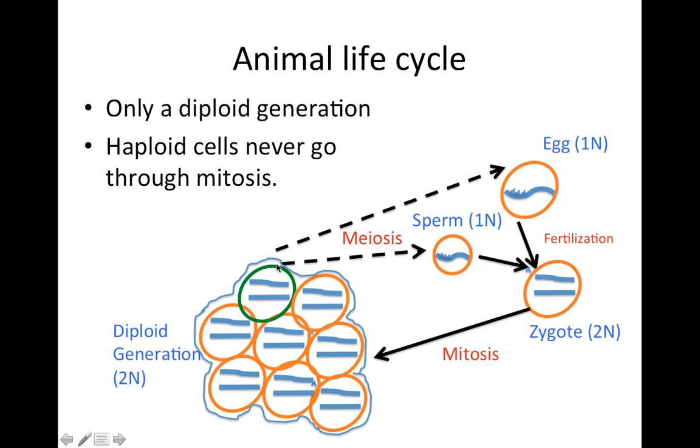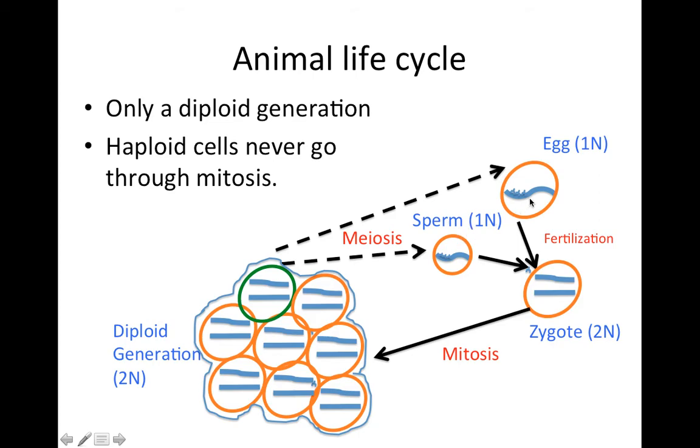Now, in humans and other mammals, each animal is either male, in which case it makes only sperm, or it's female, in which case it makes only eggs. But for simplicity on this diagram, I have just shown one individual making both sperm and eggs. That's obviously an oversimplification. So we now have our sperm and our eggs.